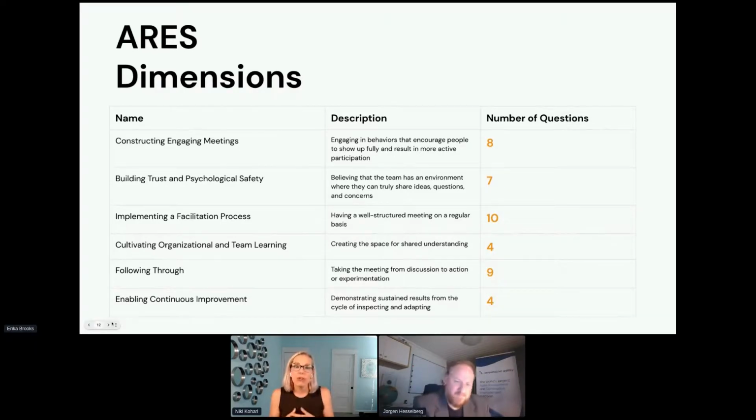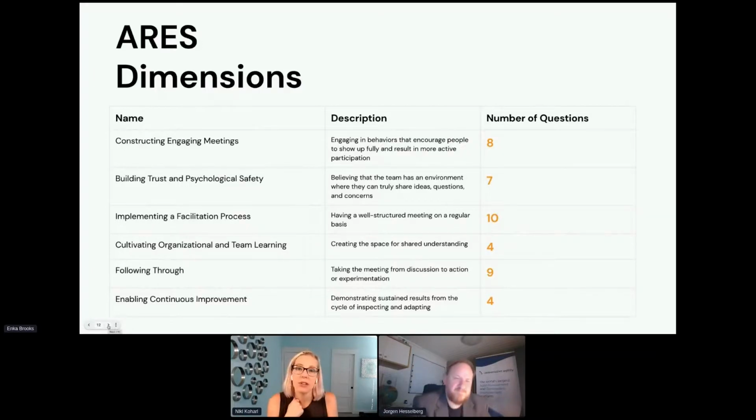And then the fourth dimension is cultivating organizational and team learning. So not only do we need to have a well-constructed meeting that's safe, that is facilitated, but it also needs to have some element of learning built into what we're doing. We're trying to learn together. And so the meetings need to be a place that creates a shared mental model of what's going well and what's not. And it's that opportunity to learn new things or valuable things that they can take forward, and that will help them be a better team together. So that's an important piece of this as well.